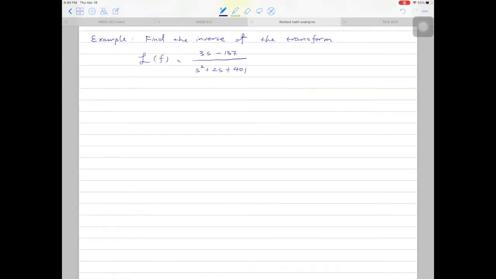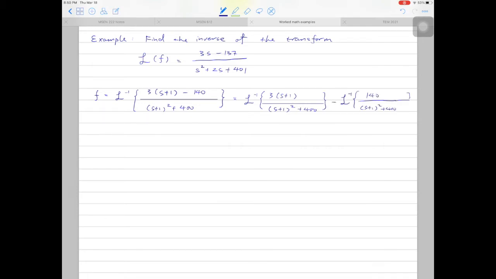Coming back to the example, we need to apply inverse Laplace transform to the expression to get f(t). One trick we can do here is to treat s plus 1 as one term for both the numerator and the denominator. We then can break down this single term into two separate inverse Laplace transform terms. Notice you can write 400 as 20 squared and take 7 out from the second part of the expression. You can have 20 left in the numerator.